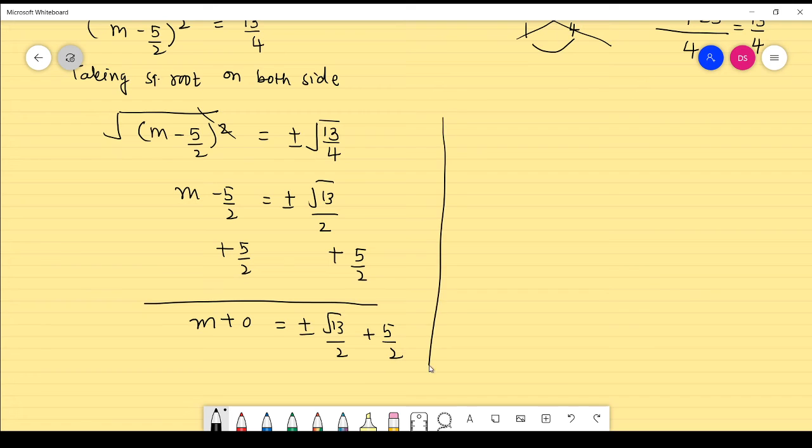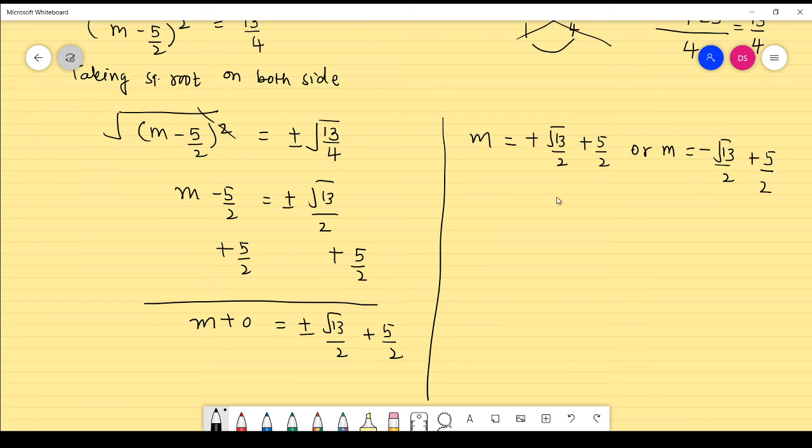Now what is our next step? What will remain over there? M will remain over there, right? So m will be equal to plus minus root 13 by 2 plus 5 by 2. Now I'm going to take the plus: root 13 divided by 2 plus 5 by 2, and then m will be equal to the next term, that is minus root 13 by 2 plus 5 by 2.